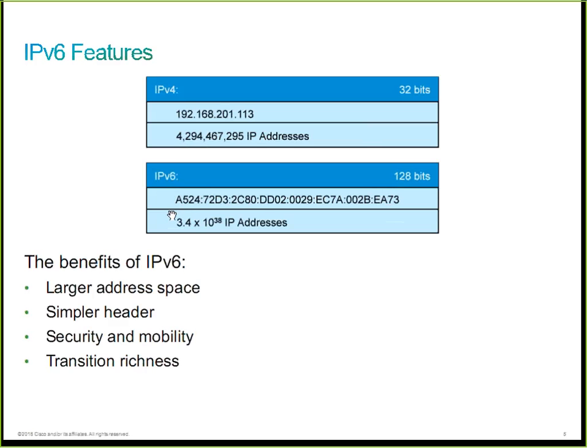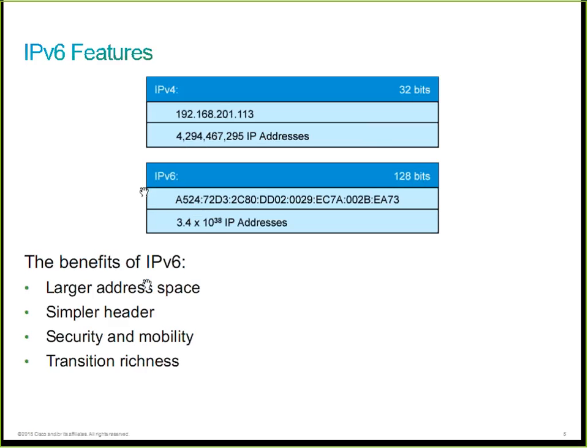As you can see here, the addressing is based on hexadecimal digits, and one hexadecimal digit corresponds to 4 bits. So in one field we have 4 hexadecimal digits, and that's what makes it 16 bits. 16 times 8 is 128 bits. So you get this many IP addresses out of IP version 6.